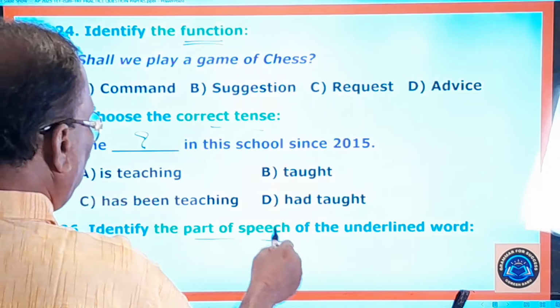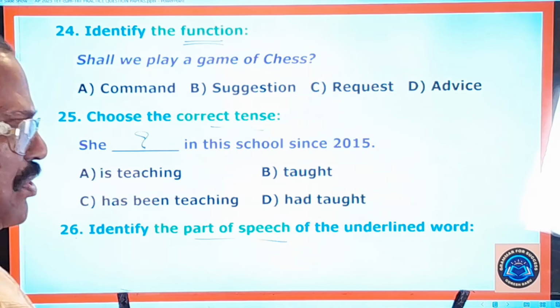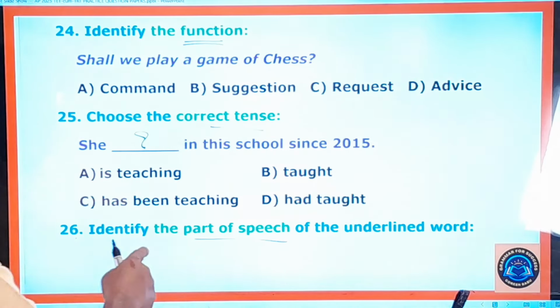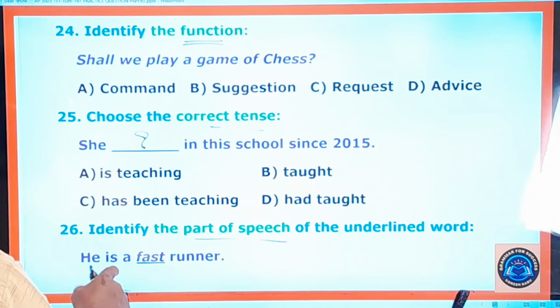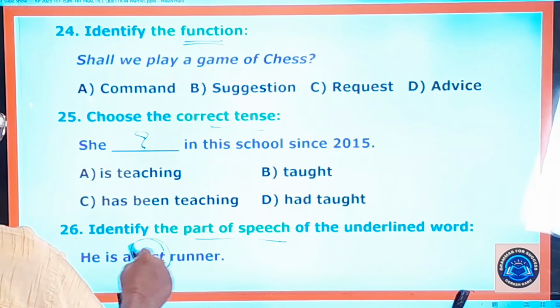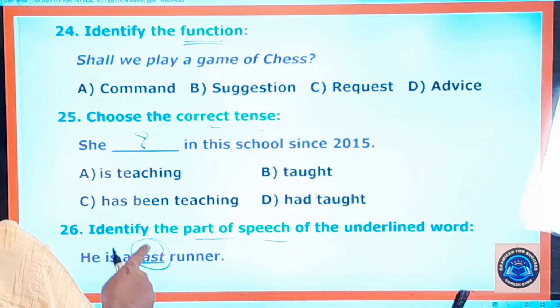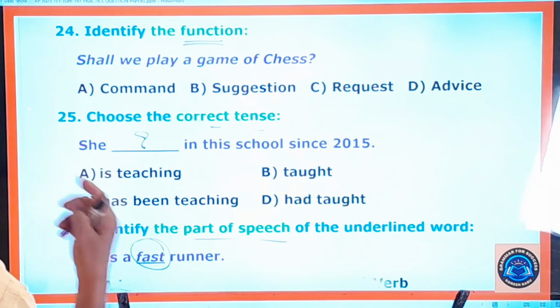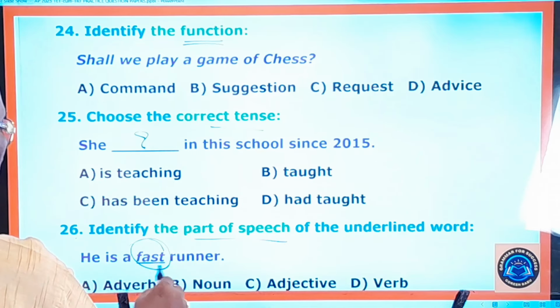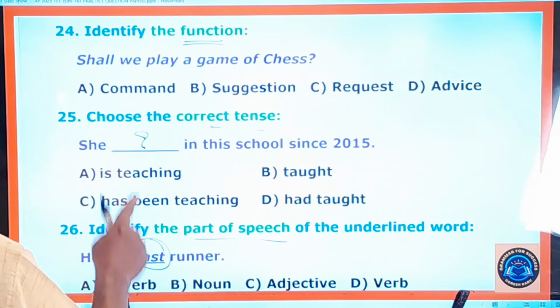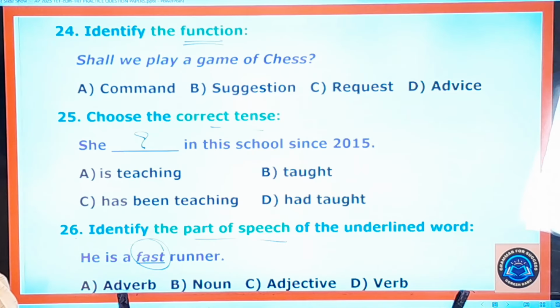Identify the part of speech. On the part of speech also, a question is going to be given definitely. So be on the alert. So identify the part of speech of the underlined word. He is a fast runner. So this fast is underlined and italicized. So what is the part of speech of this word? And here you look at the options. Adverb, okay, noun, adjective, verb. You have to find out what part of speech this word will belong to.